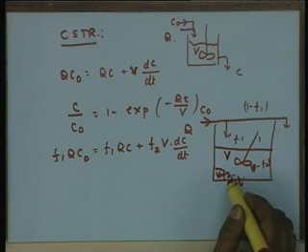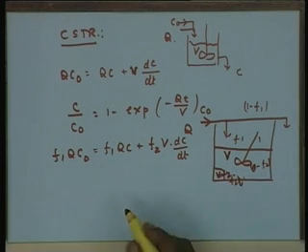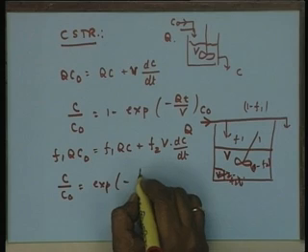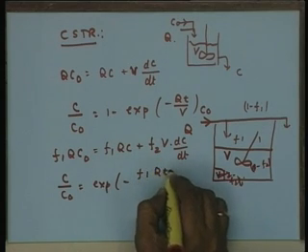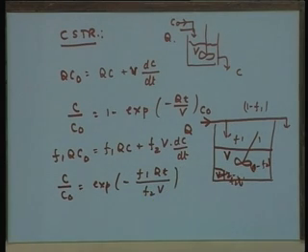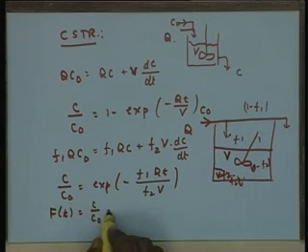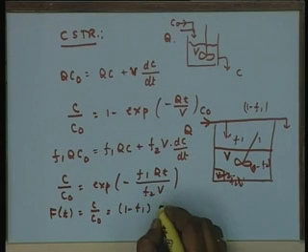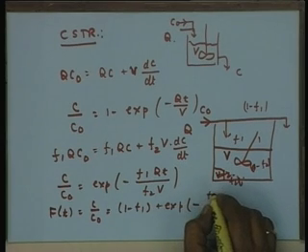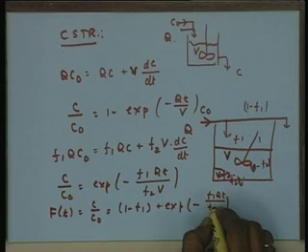So 1 minus F2 is in the dead zone, and therefore if you integrate this equation, you will get C upon C naught equal to exponential of minus F1 Qt upon F2 into V. This can be combined with the outflow stream mass balance equation, as the F curve, that is F naught equal to C upon C naught equal to 1 minus F1 plus exponential of minus F1 Qt upon F2 into V.